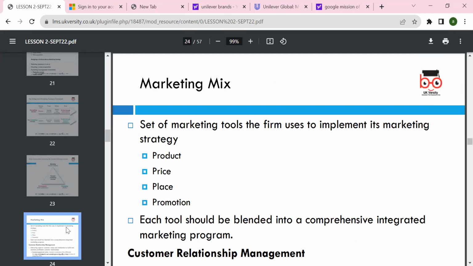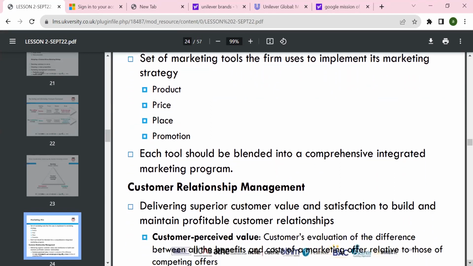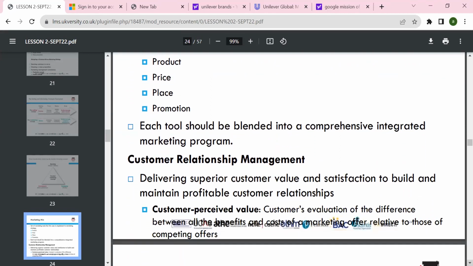Next, we need to look at the marketing mix, the set of marketing tools the firm uses to implement the marketing strategies: product, what we are offering; price, what we charge; place; and promotion, where we promote. At the moment, for promotion we need to understand social media. Which social media is best? It can be Facebook, Twitter, Snapchat, LinkedIn, and many others. A lot of companies use them to promote goods. On Facebook there is a marketplace where we can buy and sell goods, delivering superior value and satisfaction to build and maintain profitable relationships.